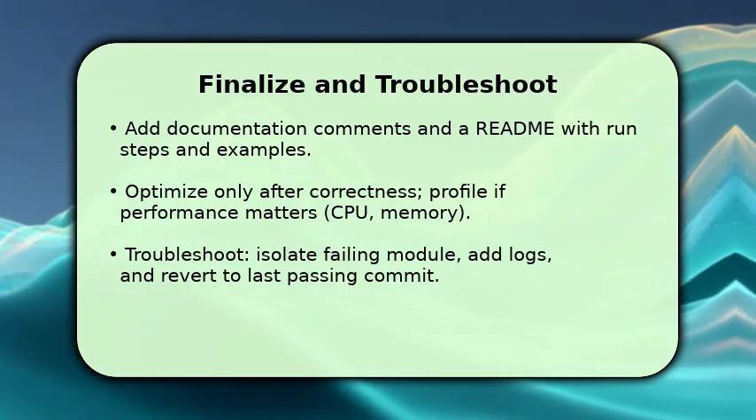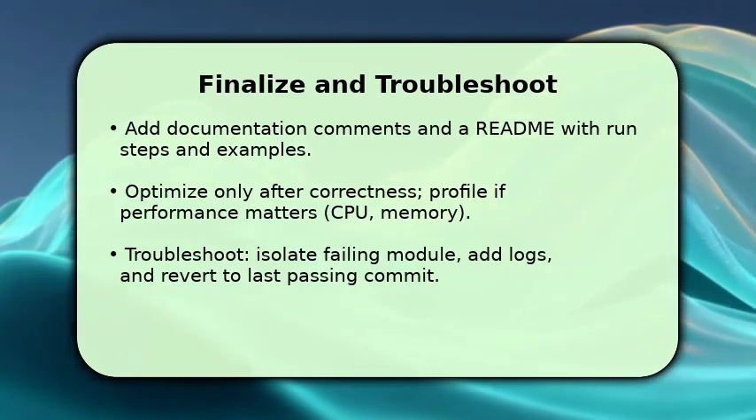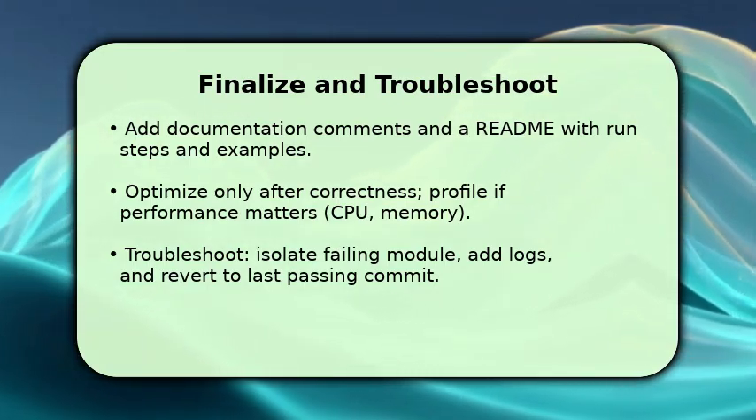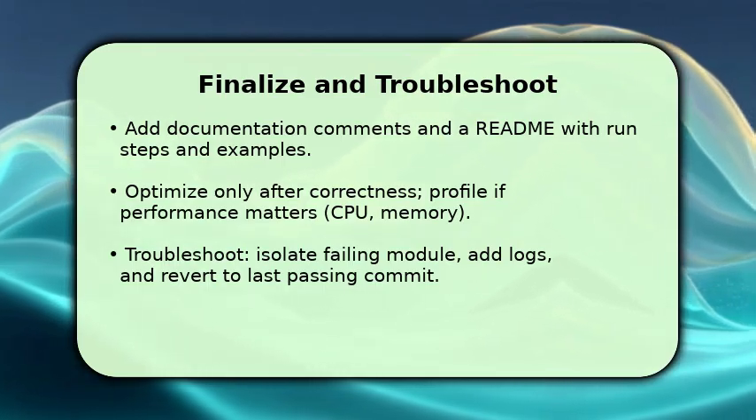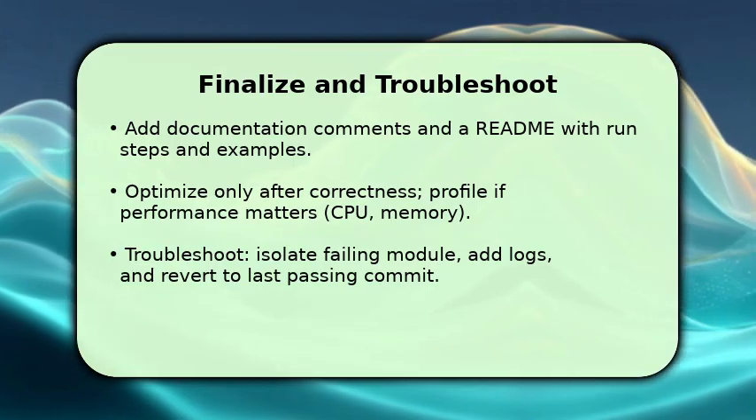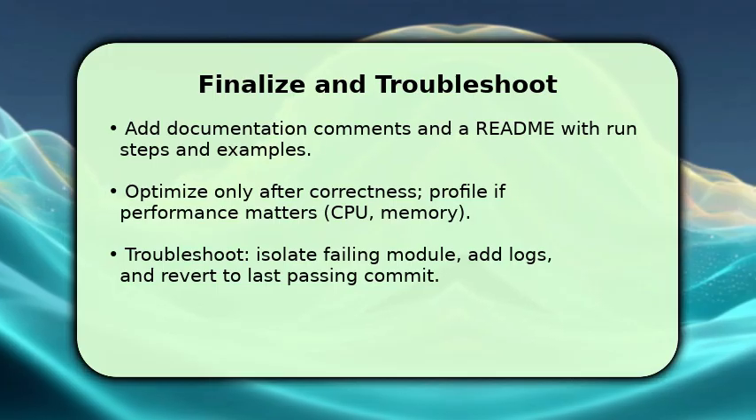If something breaks, isolate the failure by running the smallest unit that reproduces it, add concise logging, and compare behavior to the last passing commit. Make sure to revert or create a hotfix branch if needed. This keeps main stable. One key tip: if errors persist, step back to the minimal example.